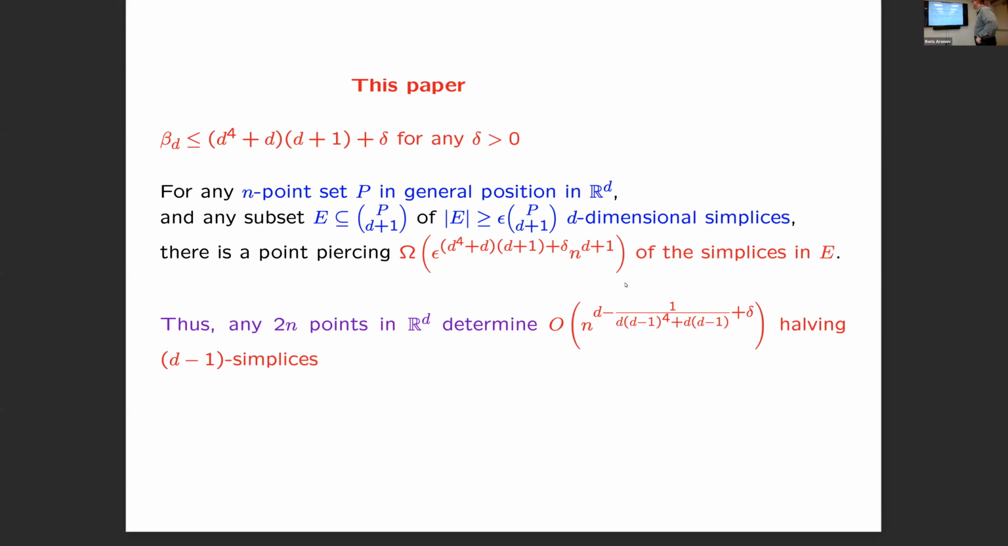And so it says that if we have n points in general position in this space and an epsilon fraction of all the possible d-dimensional simplices spanned by these points, then there is always a point piercing this amount of simplices in our hypergraph. And as a corollary, it instantly yields an improved bound for the Halving hyperplane problem.